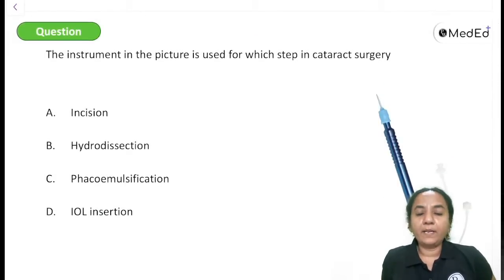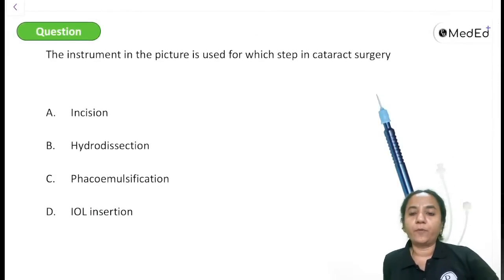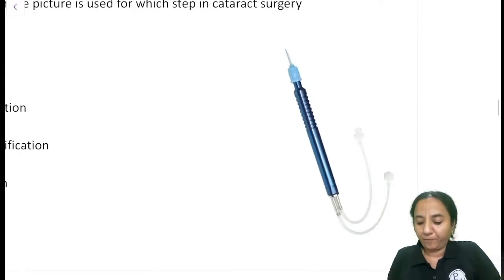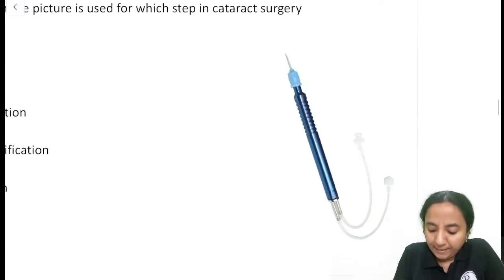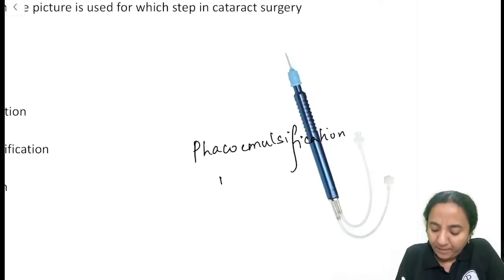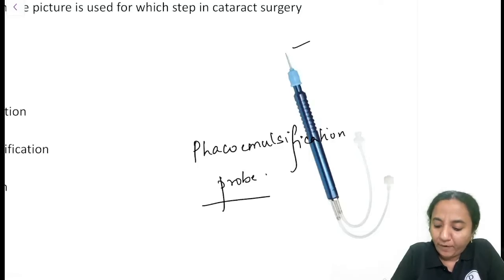What is the instrument in this picture used for which step in cataract surgery? So first tell me, which instrument is this? Yes, this is the phacoprobe, or the phacoemulsification probe. I have told you that this phacoprobe has an ultrasound tip.